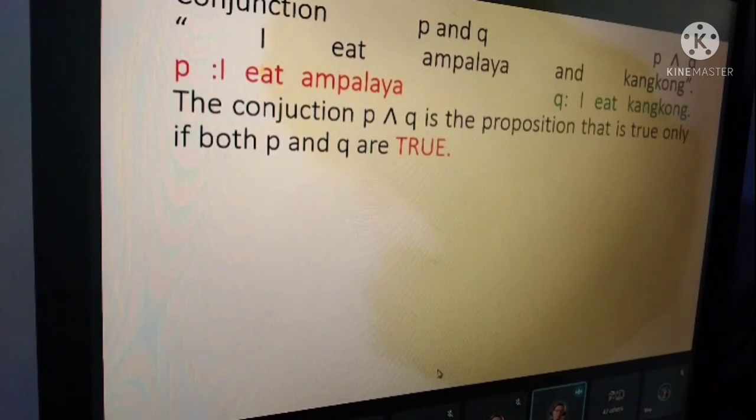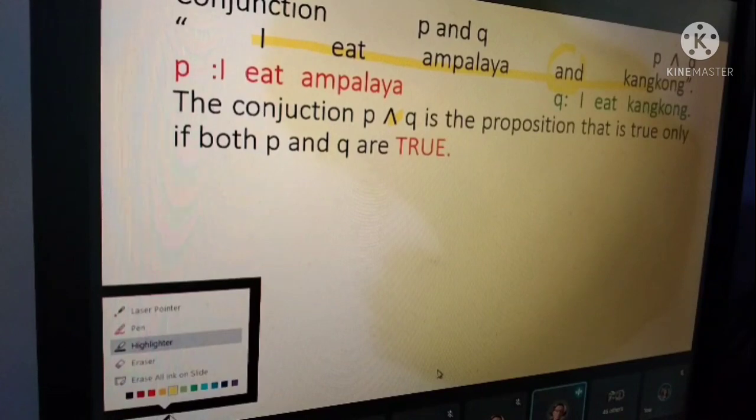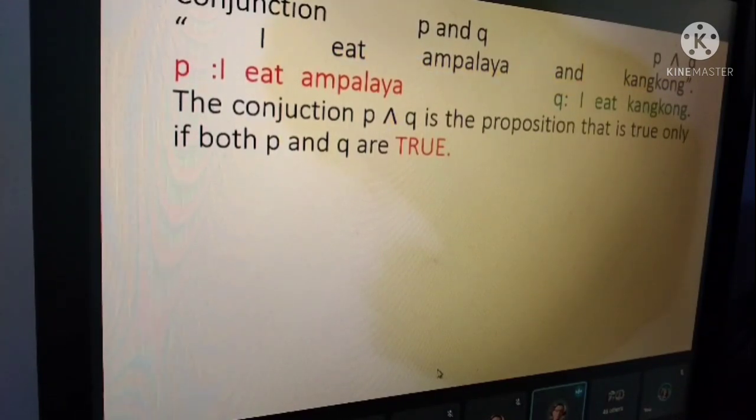Halimbawa, ang proposition P natin ay I eat ampalaya at kangkong. So, yan yung sabi dyan, no? I eat ampalaya at kangkong. So, this is a compound proposition and we use the logical connector and, denoted by this. Okay? So, ang first proposition natin ay I eat ampalaya. Ang second proposition Q natin ay I eat kangkong. So, sa statement niya, ang sabi niya ay I eat ampalaya at kangkong. So, dalawa dapat, no? The conjunction P and Q is the proposition that is true only if both P and Q are true.